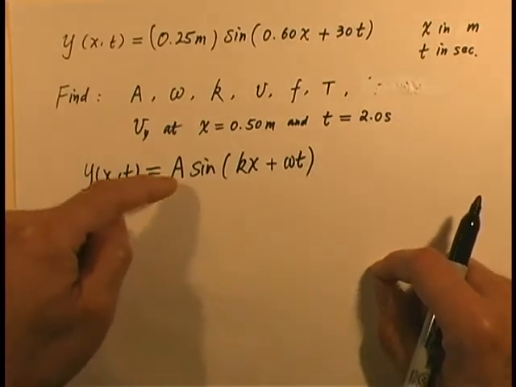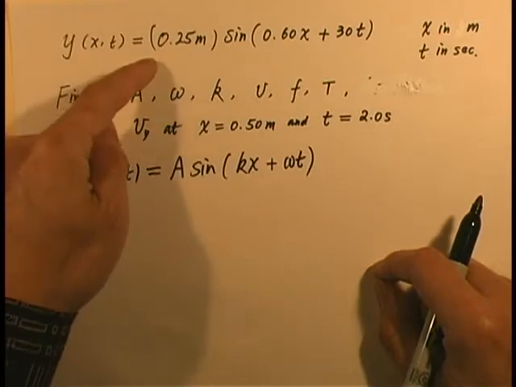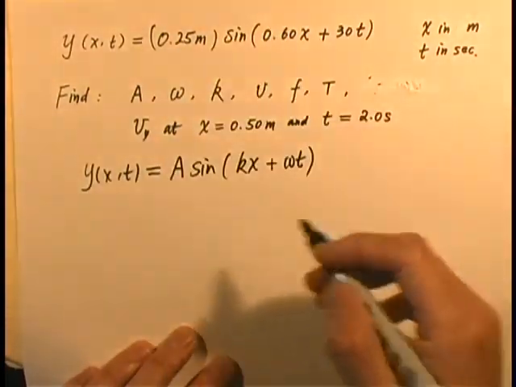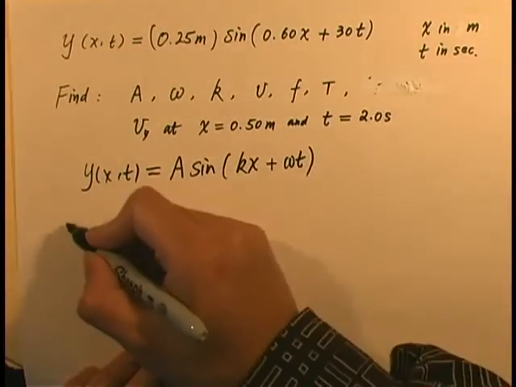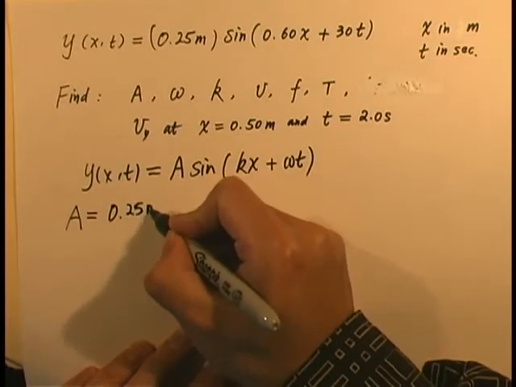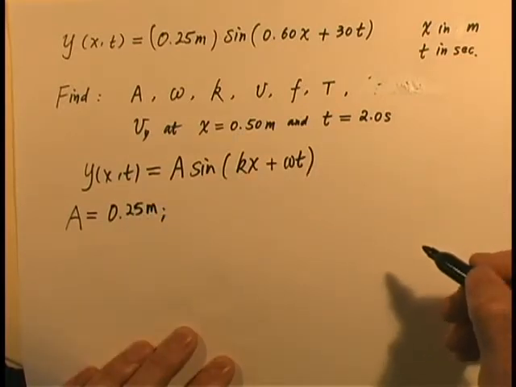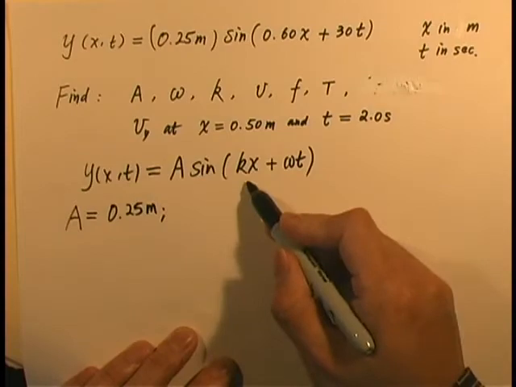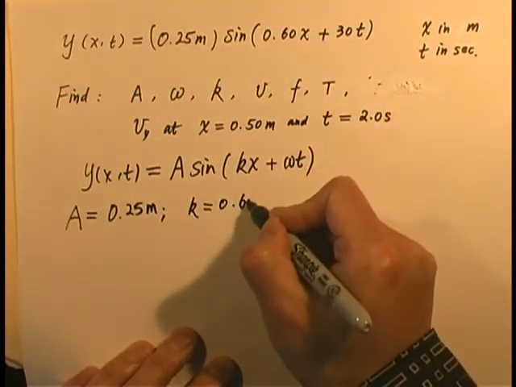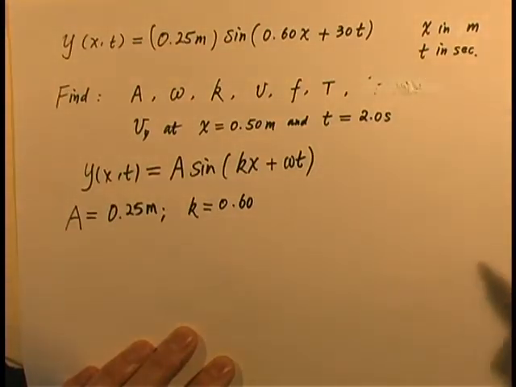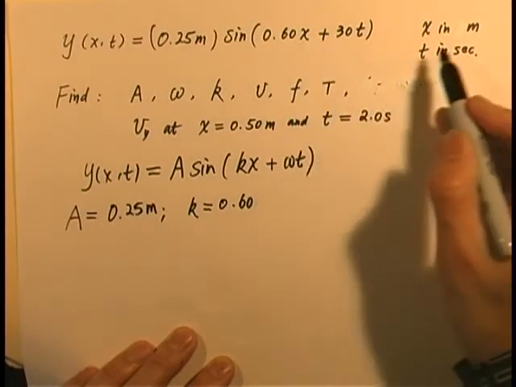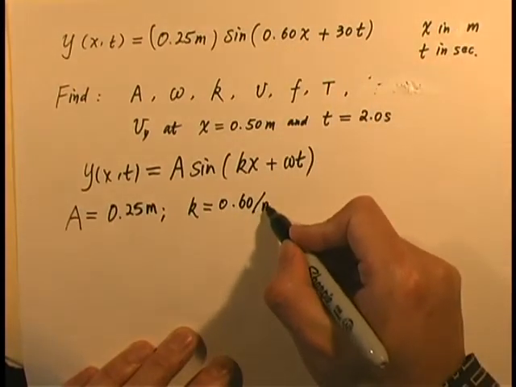Okay, now if you compare the standard expression with what we have at hand, you find immediately, just by looking at the corresponding numbers, what is A equal to now? A is then equal to 0.25 meters, right? Okay, what about k and omega? Okay, k, just read that. k equals 0.60. And what is the unit of k? It's 2 pi over lambda, right? So that's 1 over meter. x is measured in meters, so that's 0.60 per meter.